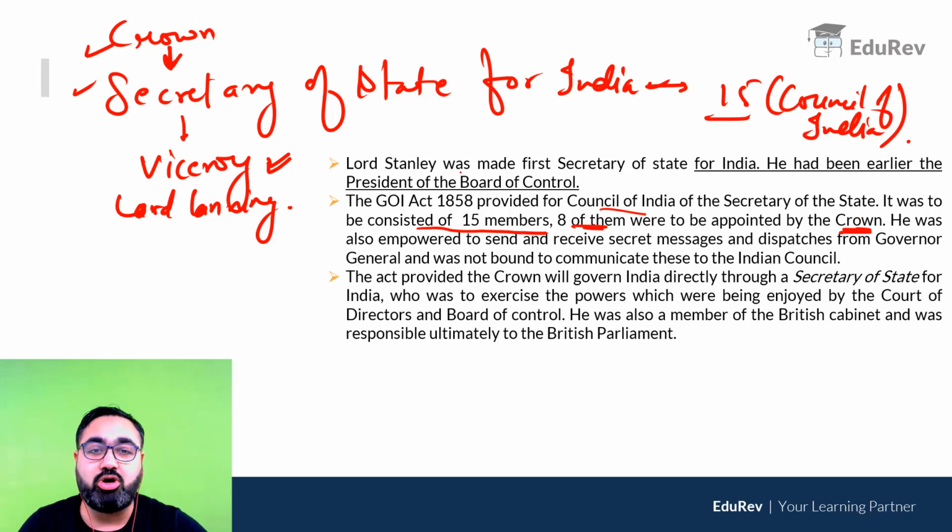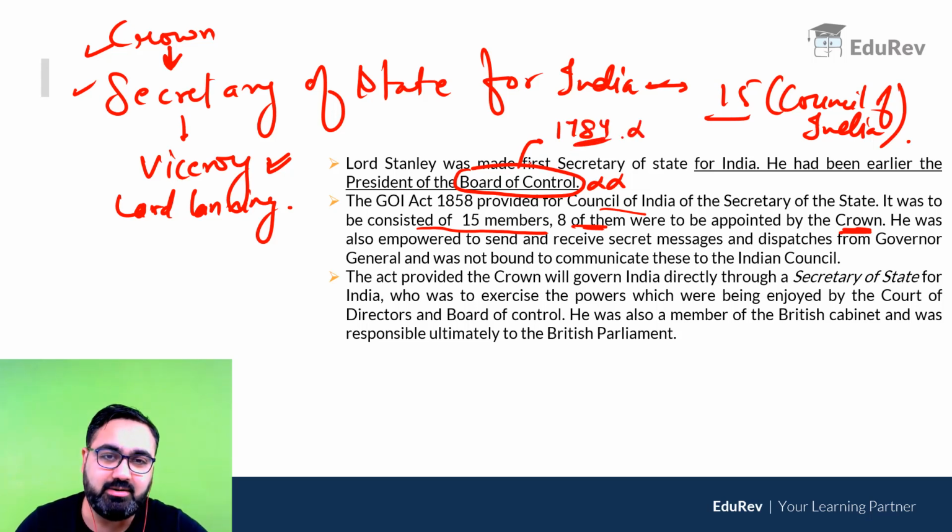Besides this, the concept of the Board of Control had ended. Now there will be no Board of Control, nothing. When was the Board of Control set up? Try to remind yourself. It was in 1784, Pitt's India Act. The Board of Control was abolished.